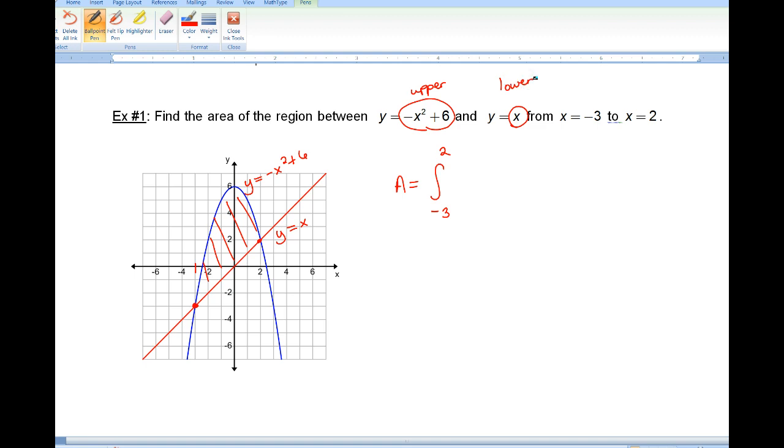We don't need the y equals part. We just need the part with the x in it. So it's going to be from negative 3 to 2, and our integrand is going to be negative x squared plus 6 minus x. This is upper. This is lower.